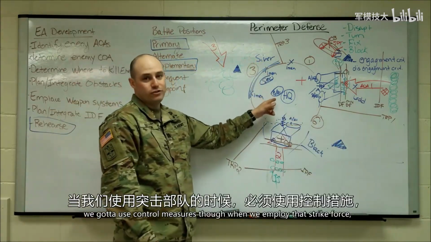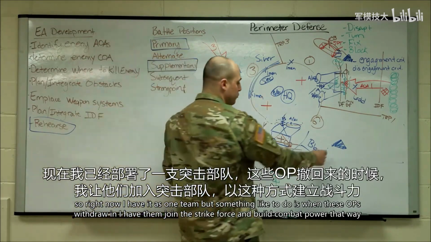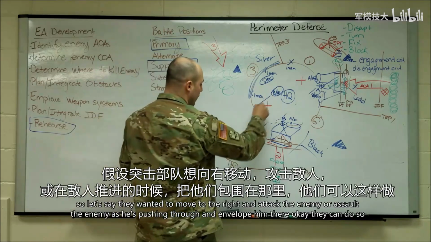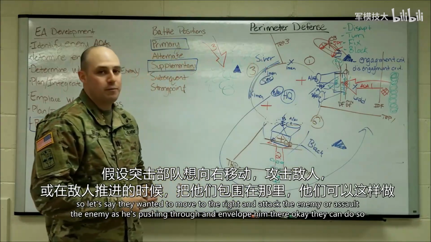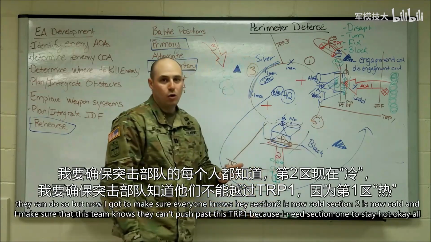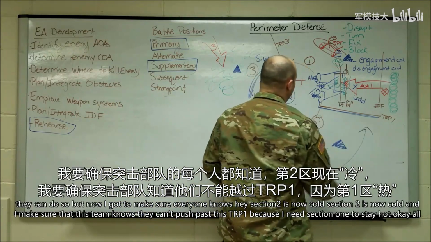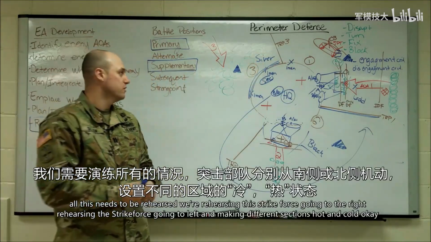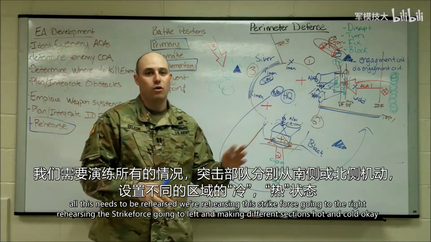We gotta use control measures though when we employ that strike force. So right now I have it as one team. But something I like to do is when these OPs withdraw in, I have them join the strike force and build combat power that way. So let's say they wanted to move to the right and attack the enemy or assault the enemy as he's pushing through, envelop him there, okay? They can do so, but now I gotta make sure everyone knows, hey, section 2 is now cold. Section 2 is now cold. And I make sure that this team knows they can't push past this TRP1 because I need section 1 to stay hot, okay? All this needs to be rehearsed. We're rehearsing the strike force going to the right, rehearsing the strike force going to the left, and making different sections hot and cold, okay?